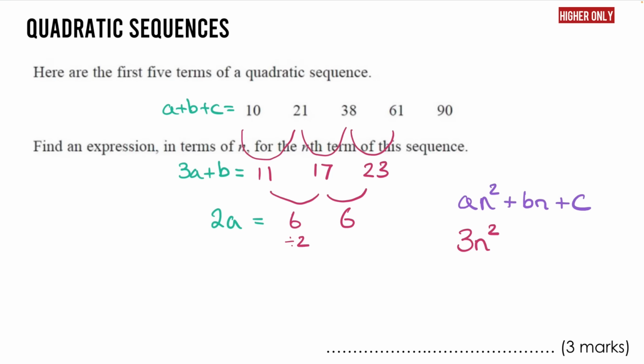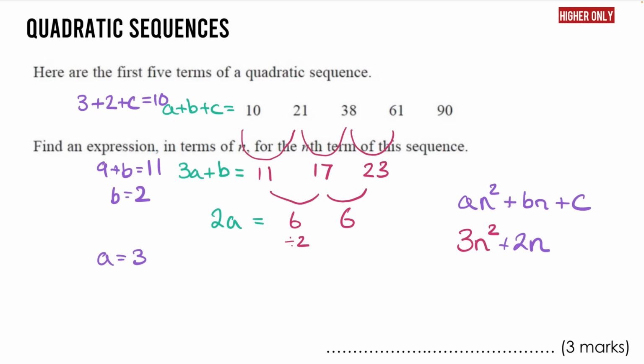So if we solve these, we've already got a is equal to 3. I can then move my way up. So if a is 3, this is 9 plus b is equal to 11. So therefore b is equal to 2, so plus 2n. And then we know a and b, so we have 3 plus 2 plus c is equal to 10.